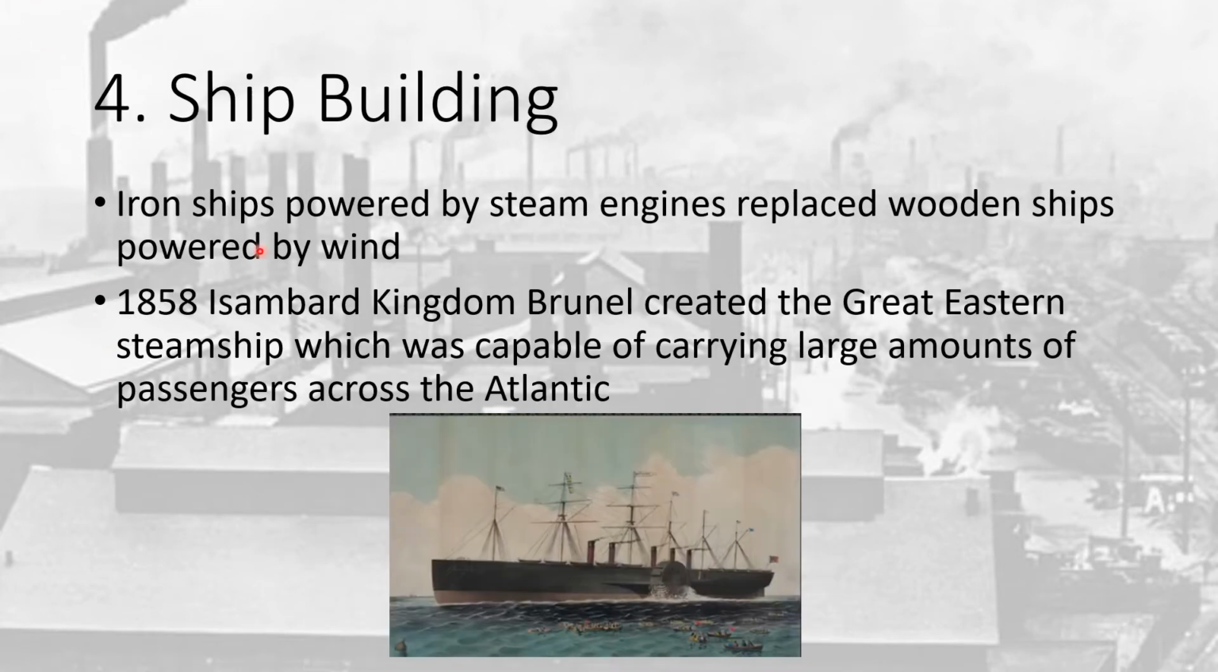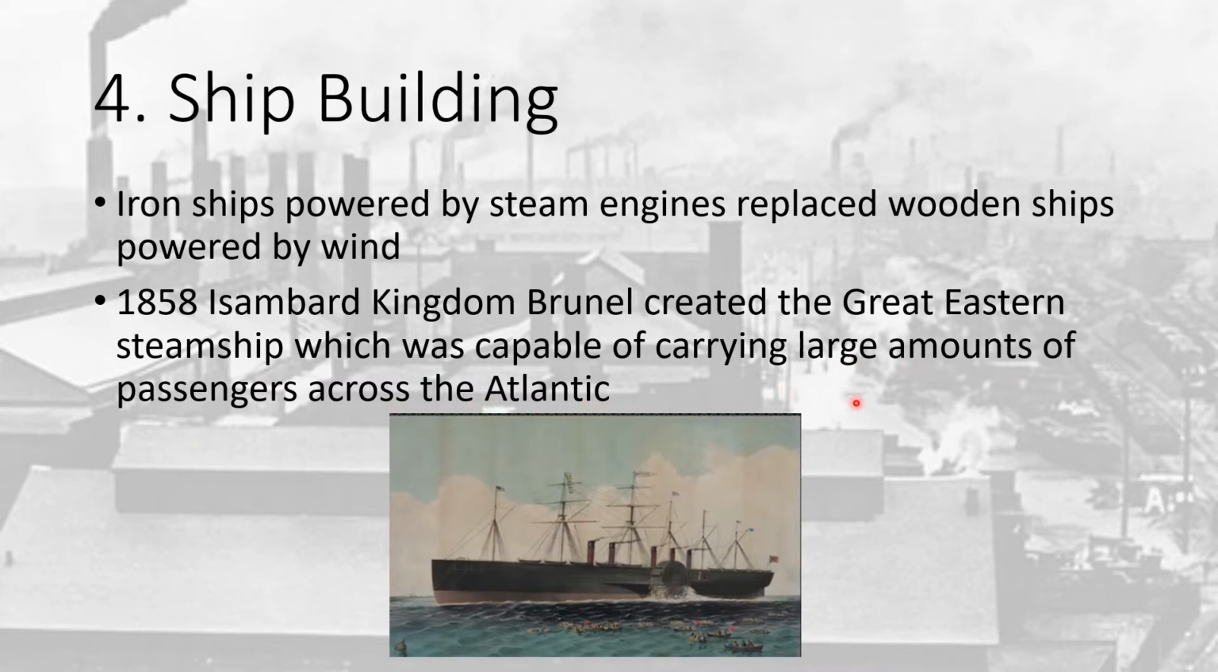And finally, the last form of transport within the transport revolution was shipbuilding. So prior to the Industrial Revolution, we saw wooden ships that were powered by wind, but now ships were starting to be created by iron, and these ships were powered by steam engines. So the first large ship known to actually make one of these trips was in 1858 by Isambard Kingdom Brunel, who created the Great Eastern steamship, which was capable of carrying large amounts of passengers across the Atlantic.